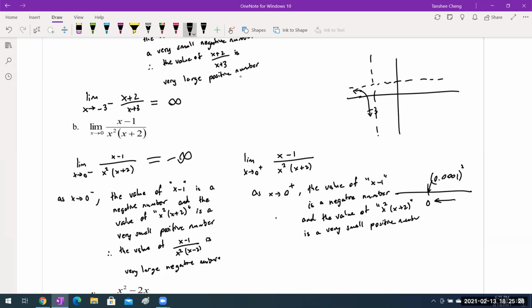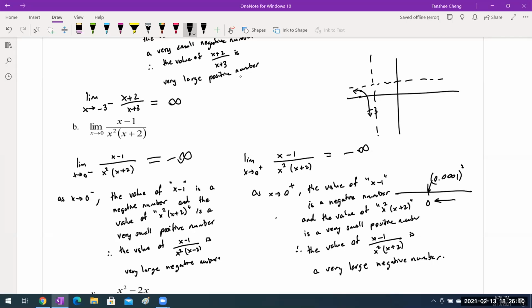So it's very similar to what we have on the left-hand side approach. So therefore, again, a negative number divided by a very small positive number, that would be what? A very large negative number. So therefore, the value of x minus 1 over x squared times x plus 2 is a very large negative number. So that means this will also be negative infinity.